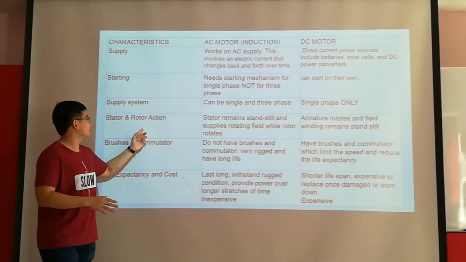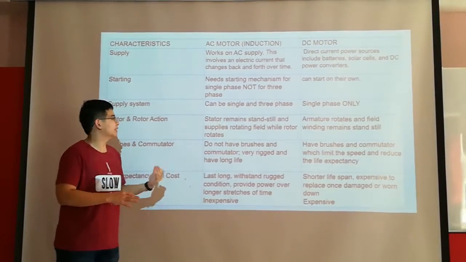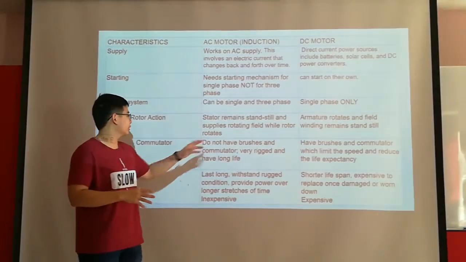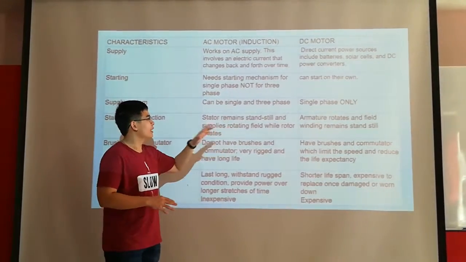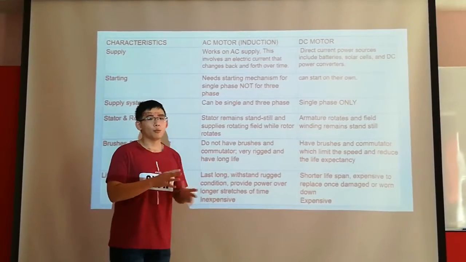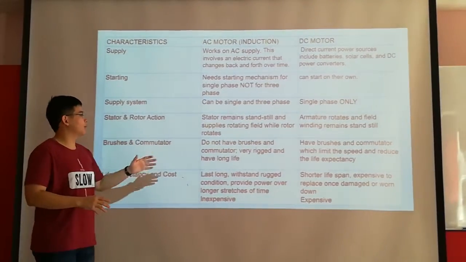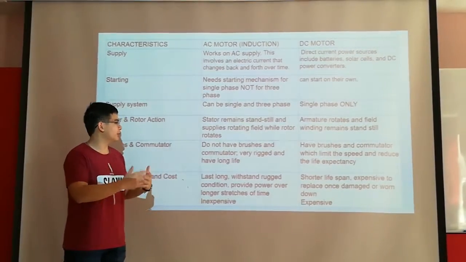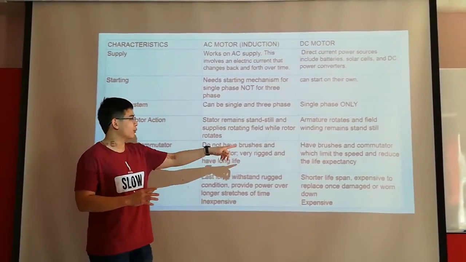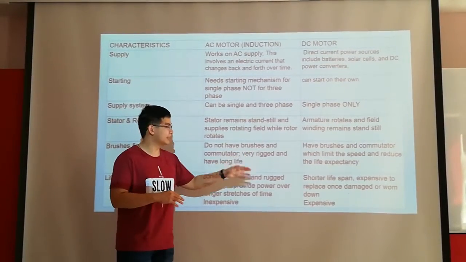For the supply system, AC current can be single and three phase, but the DC motor is just single phase. For the starter and rotor actions, the AC motor starter remains standstill and supplies a rotating field while the rotor rotates. But for the DC motor, the armature rotates and the field winding remains standstill. An AC motor does not have brushes and a commutator. It is very rich and has a very long life. But a DC motor has brushes and a commutator, which limit the speed and reduce the life expectancy.